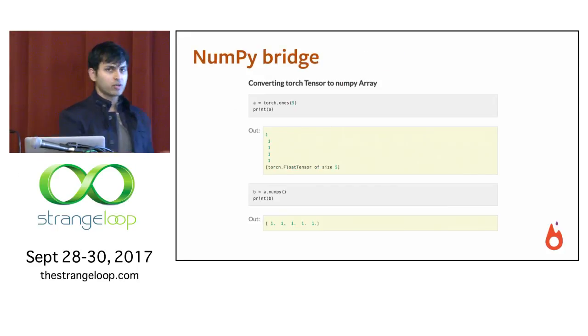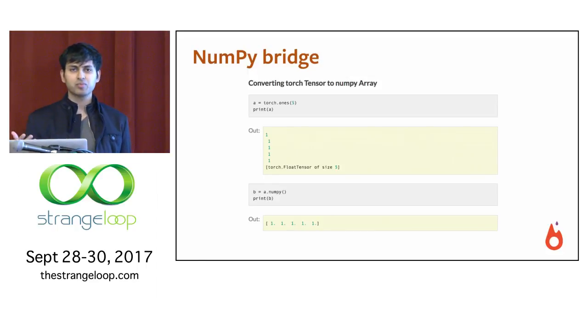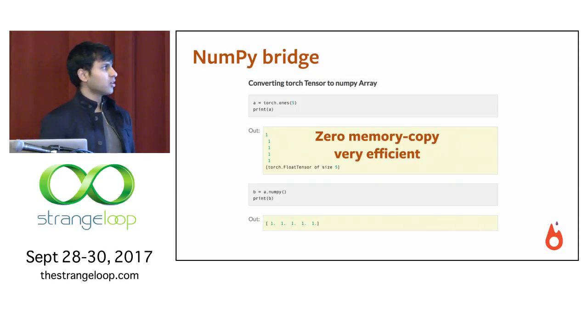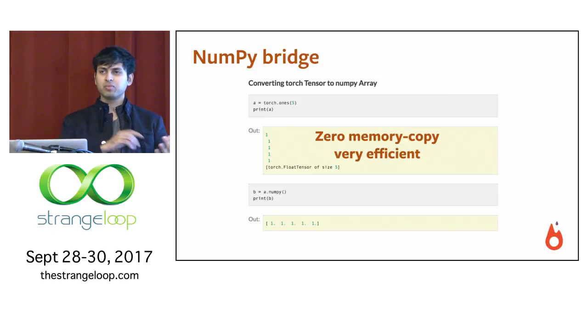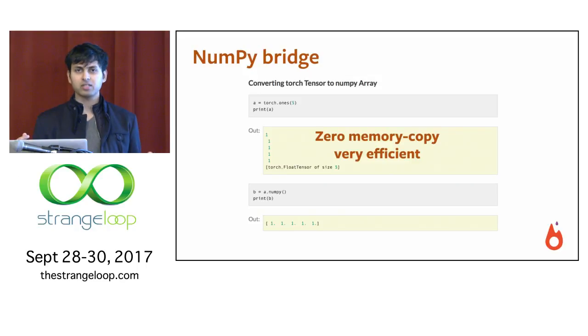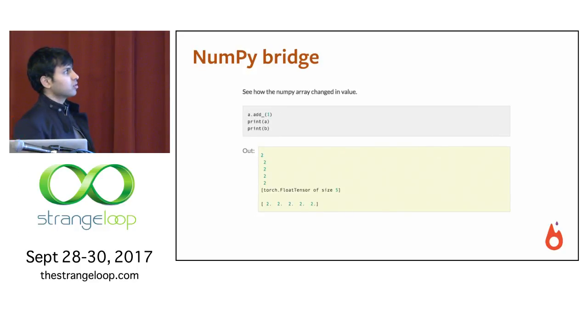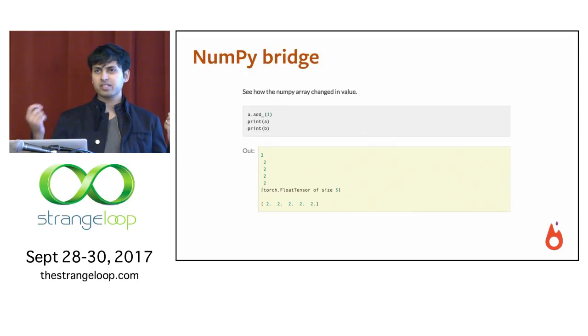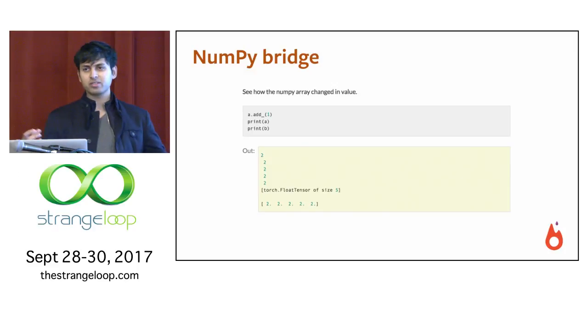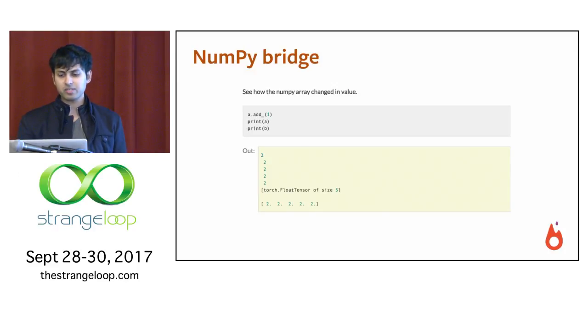And if you want to convert a PyTorch tensor to a NumPy array and vice versa, it's pretty seamless. And also, it is very efficient because what we do at the back end is if you convert a NumPy array to a PyTorch tensor, we keep the same memory pointer between both of them. So it's a zero memory copy operation, and it's typically almost free in practice. So if you're a NumPy user, or if you generally use the Python data science ecosystem, it's very seamless to go back and forth. And the consequence of keeping the data pointer the same between PyTorch and NumPy is that if you change the PyTorch tensor, the NumPy array automatically changes, and vice versa.